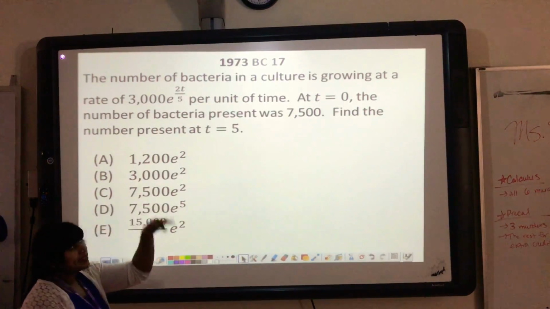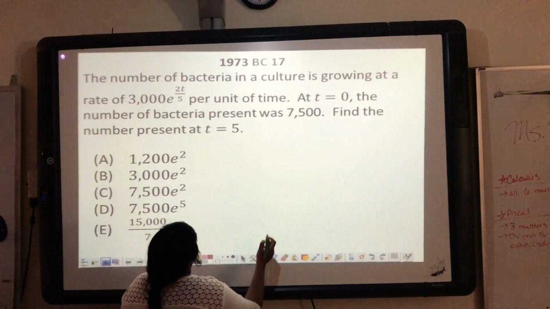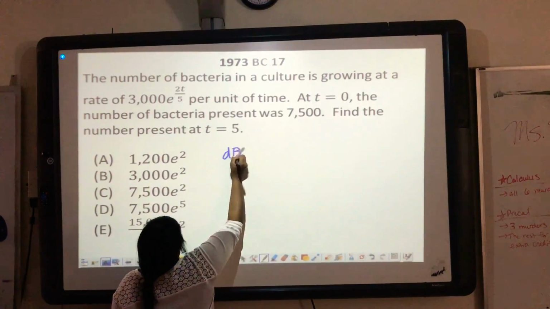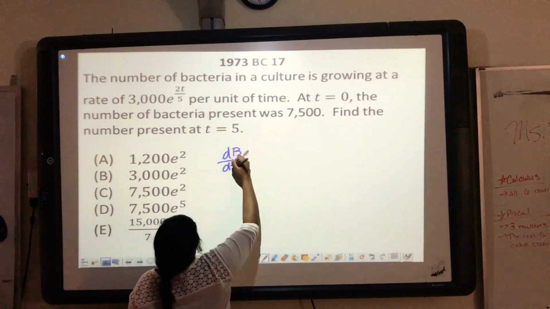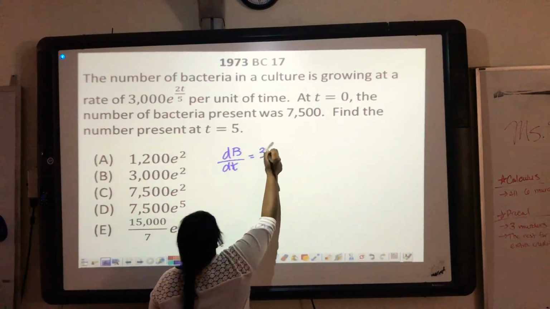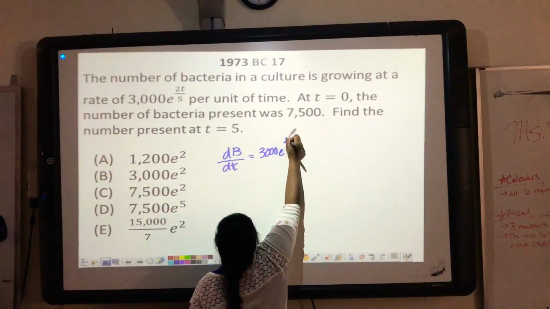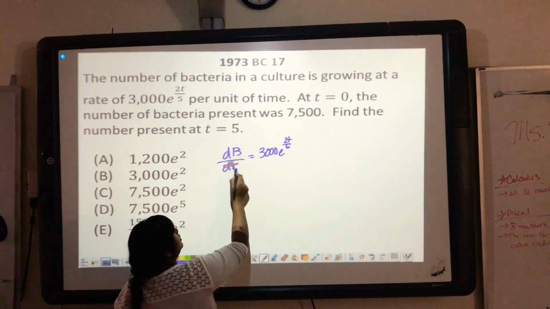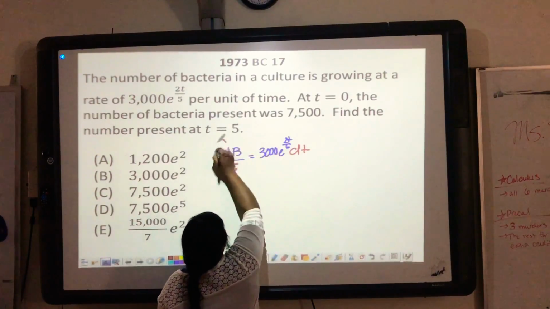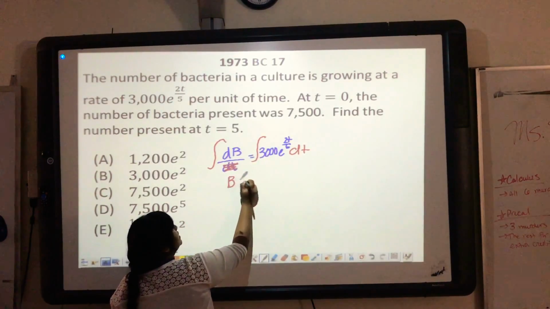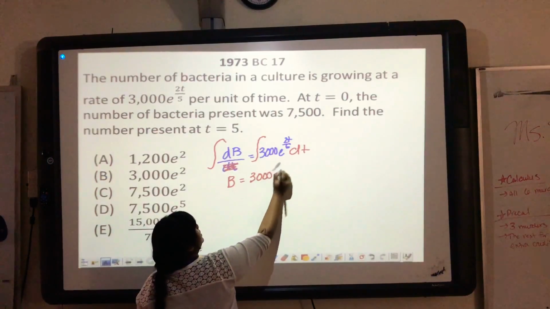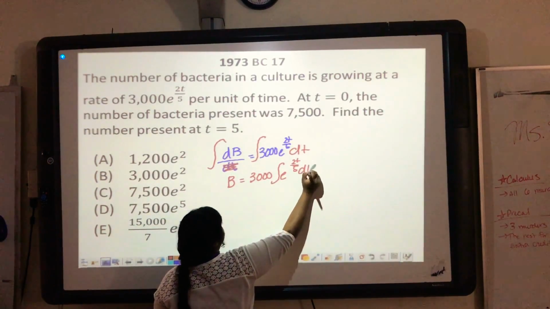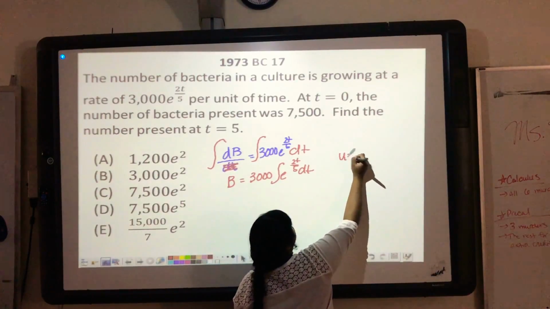Okay. Moving on, this is from the 1973 BC exam, question 17. It says the number of bacteria, we're back to bacteria, is growing at a rate. Here's my rate: dB with respect to time, units of time, is equal to 3,000 e to the 2t over 5. I bring my dt over and I integrate. So my B is going to be equal to 3,000 times the integral of e to the 2t over 5 dt. Here we have a u substitution.